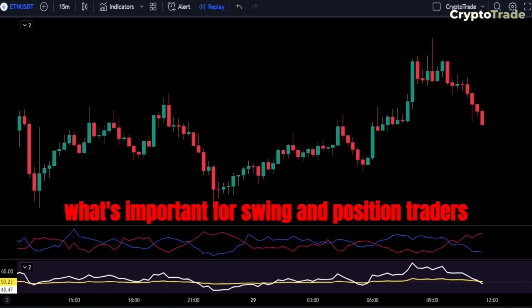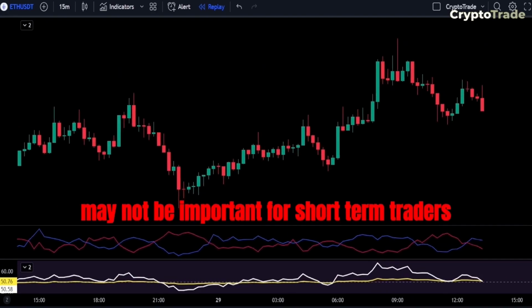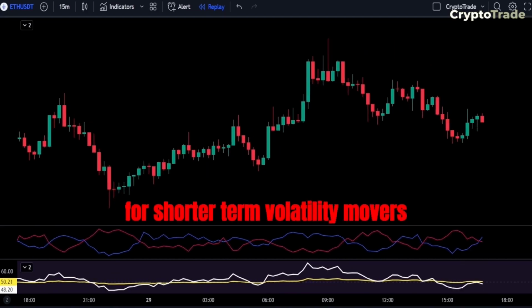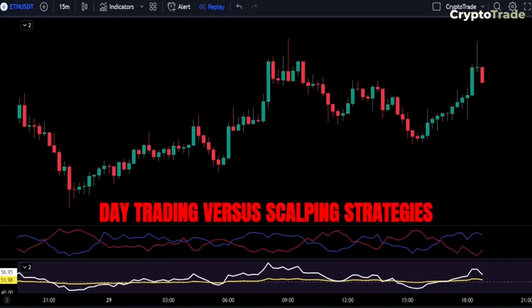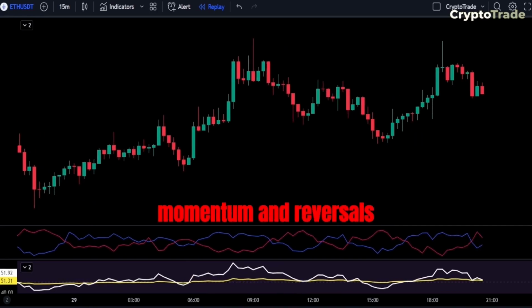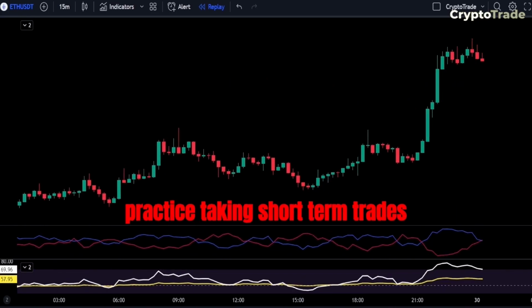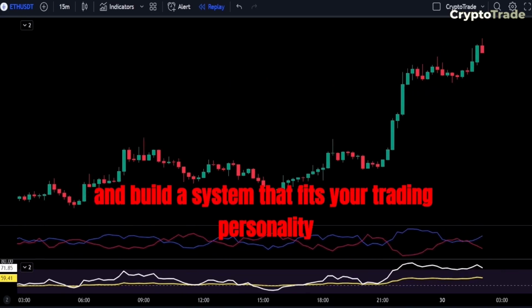Market movers. What's important for swing and position traders may not be important for short-term traders. Ditch your long-term trends and market themes for shorter-term volatility movers. Day trading versus scalping strategies. How about trading intraday momentum and reversals? Which indicators yield the most accurate signals? Practice taking short-term trades and build a system that fits your trading personality.